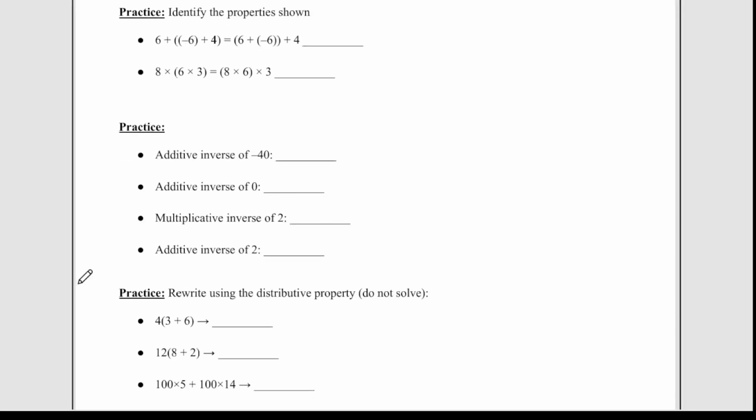So I would encourage you to pause your video and try these practice problems before I go through them. For these practice problems, for the first one, identify the properties shown. Well, what we notice changed in between these two statements is simply the placement of the parentheses. So we're changing who we're associating with first. So this would be the associative property of addition.